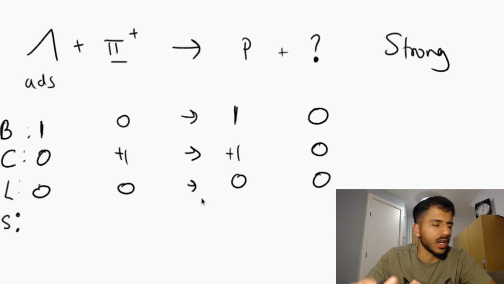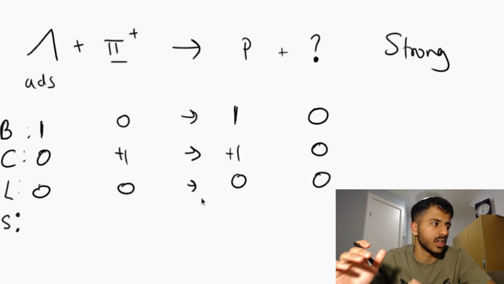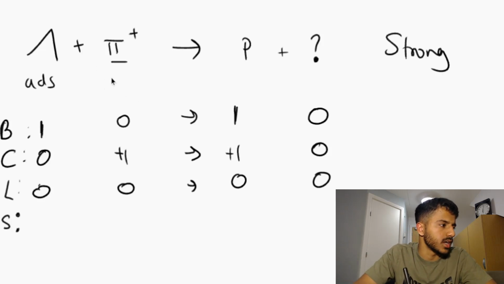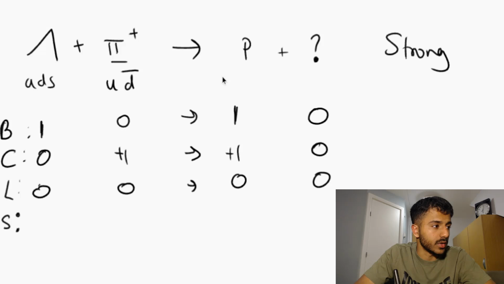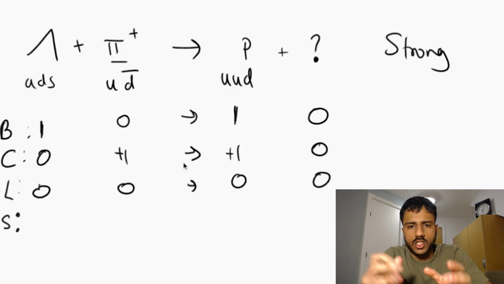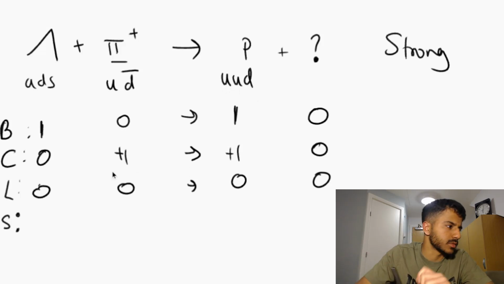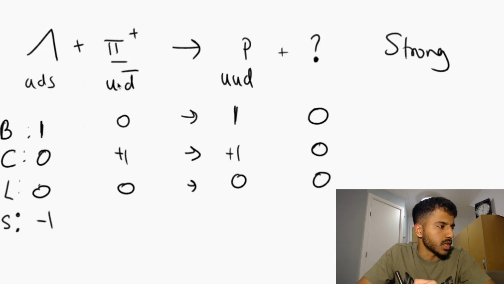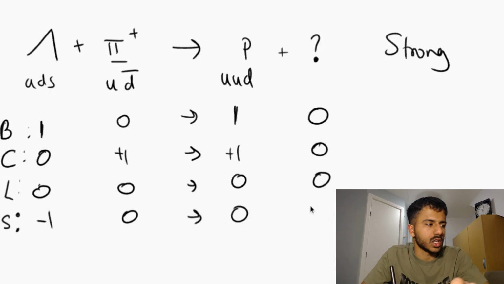So let's quickly look at the quark configuration of the pi plus meson and the proton. Well, the pi plus meson has a quark configuration of up and anti-down. And the proton has a quark configuration of up, up, and down. So if we look at the strangeness of each of these particles, this lambda particle has a strangeness of -1. This pi plus meson has a strangeness of 0. This proton has a strangeness of 0. So this unknown particle that we're trying to find out must have a strangeness of -1.